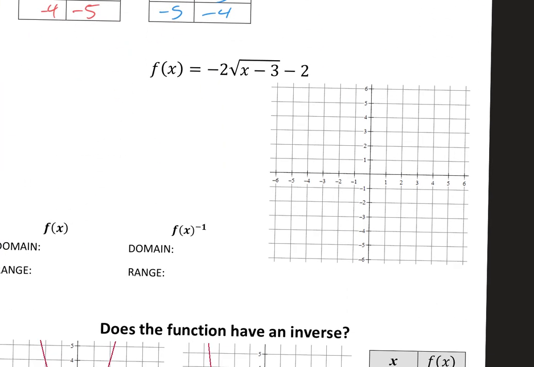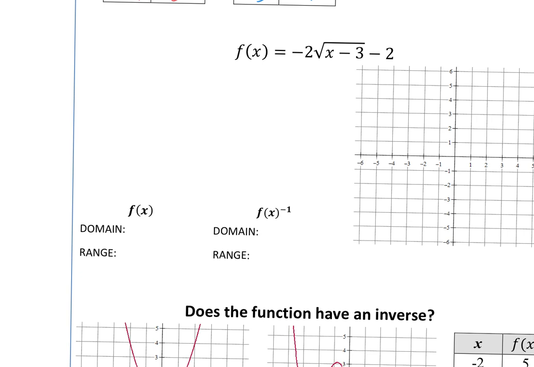Okay, I got f of x equals -2 square root of (x minus 3), and then that whole thing, you're going to subtract 2. So we want to get the inverse first. Actually, before I do anything, I want to talk about the domain. What we can tell just by looking at it is that we are not allowed to have a negative value in the square root. We can't have anything negative, like I can't have a -1. So basically everything in the square root has to be greater than or equal to 0.